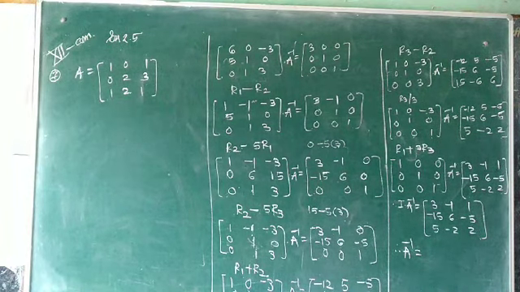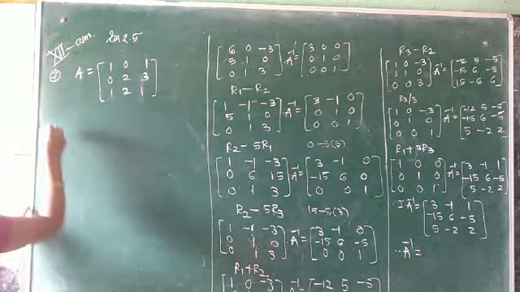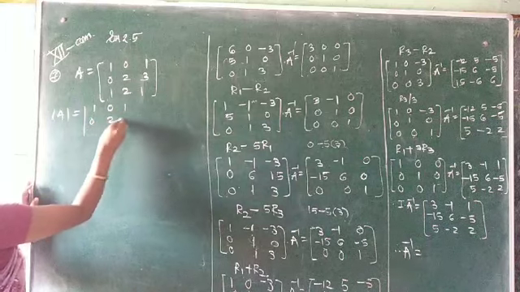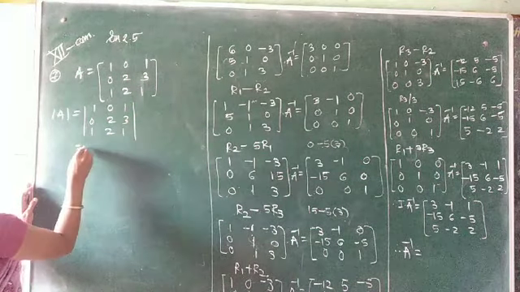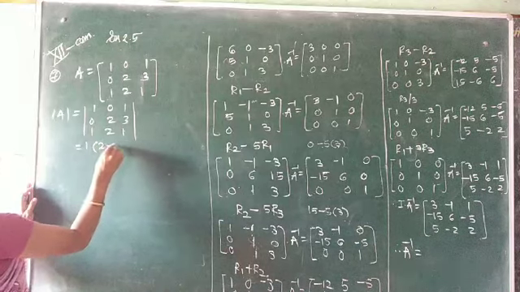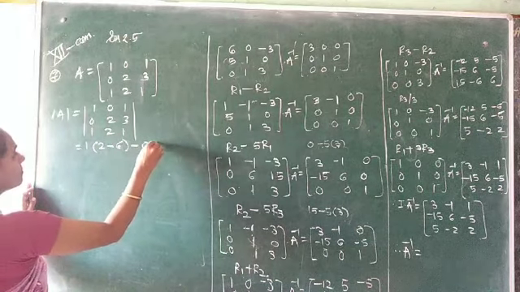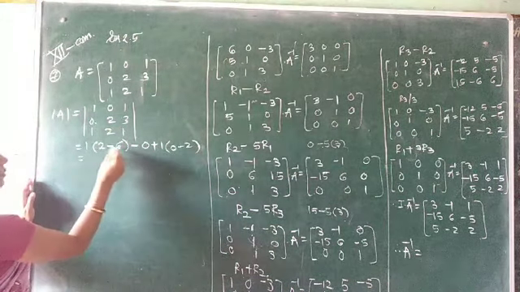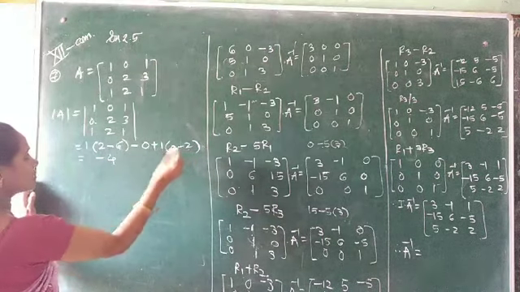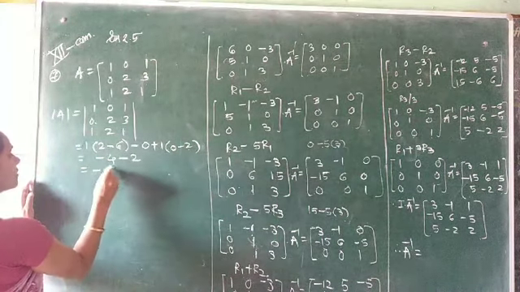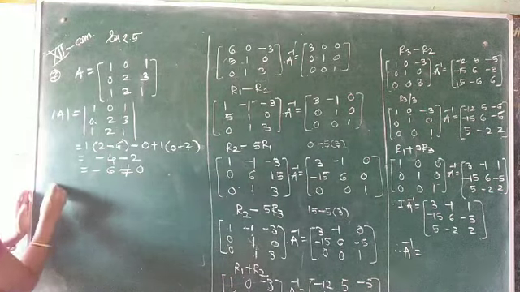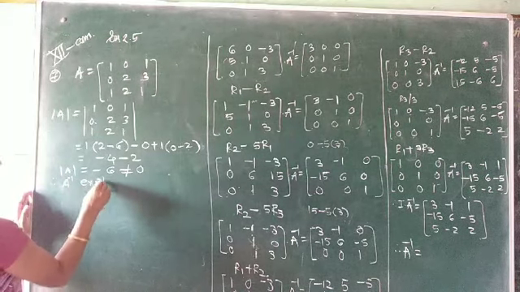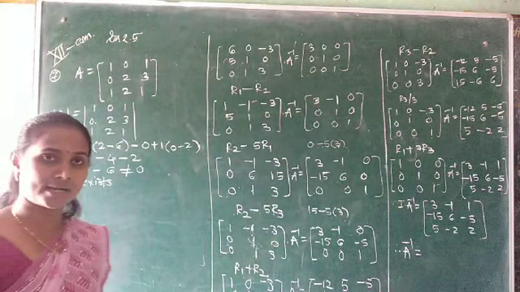Let us see. First, always check. If you find its inverse, the determinant of [1 0 1; 0 2 3; 1 2 1] is equal to 1 into (2 minus 6), minus 0, plus 1 into (0 minus 2), that is minus 4 minus 2, that is equal to minus 6, not equal to 0. Therefore, A inverse exists. Now here we are going to use the column transformation method.